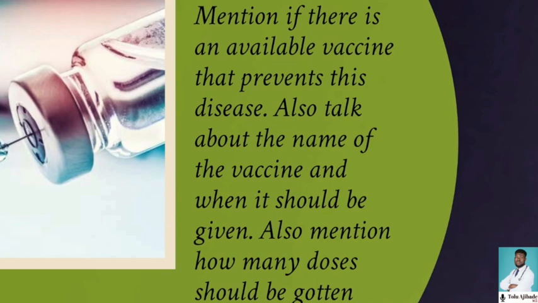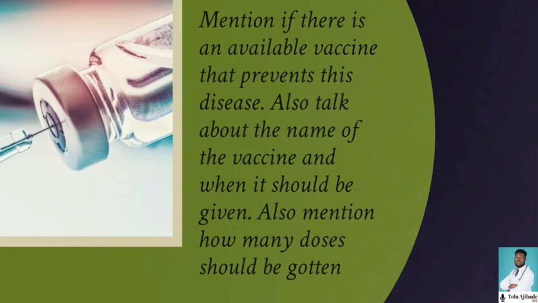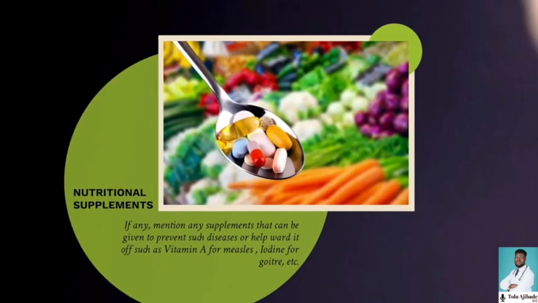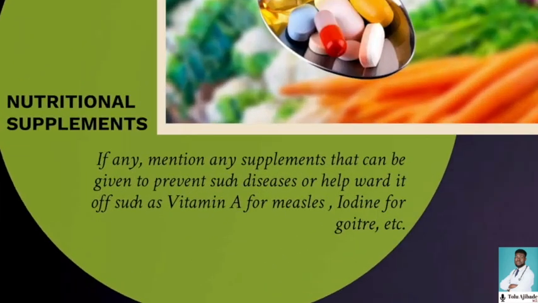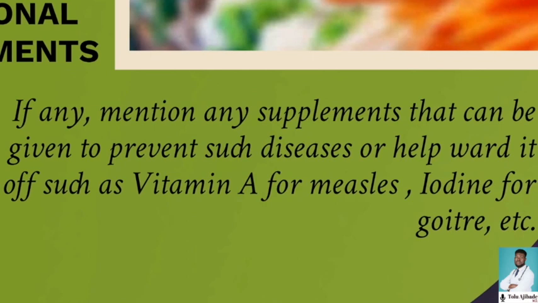Okay, let's move on to the nutritional supplements. As we all know, there are some diseases that can be avoided by a few supplements. For example, thyroid diseases, where you could ward that off with iodized salt. That's salt with a substantial amount of iodine in it. And then vitamin A for measles. Vitamin A actually reduces the severity of measles, so that could also be a nutritional supplement. And vitamin A is also given at 6 months. So you mention things like that if that exists.